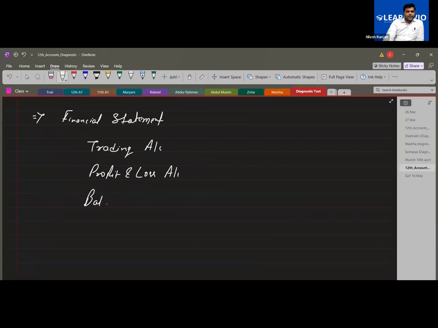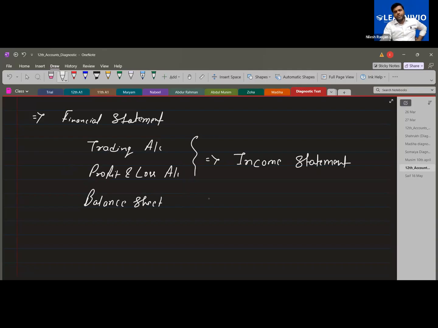Now, for the definition part, the first two are part of the income statement. Under this, we calculate the profit or loss of the business. So it is called the income statement, and the balance sheet is called the position statement, because it tells us about the assets and liabilities of a company on a certain date. So that is why it is the position statement.